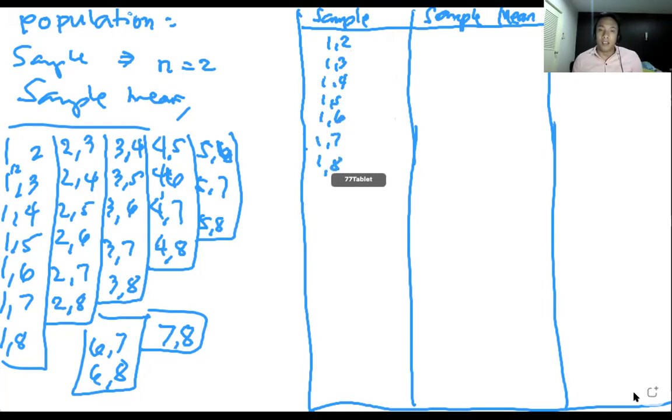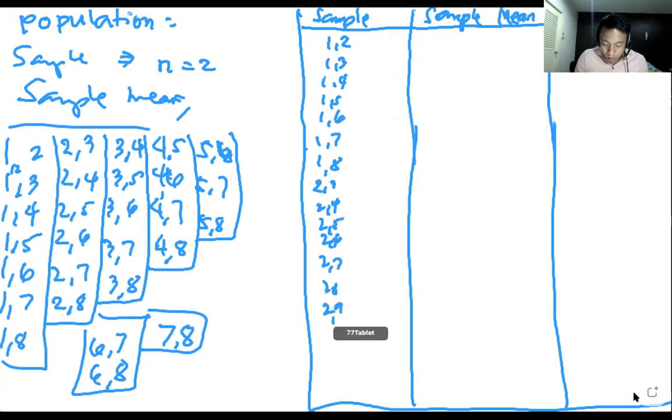It's not enough space. Okay, it's okay. We'll just put those: 2, 3, 2, 5, 2, 6, 2, 7, 2, 8. There's no 2, 9. 3, 4, 3, 5, 3, 6, 3, 7, 3, 8.